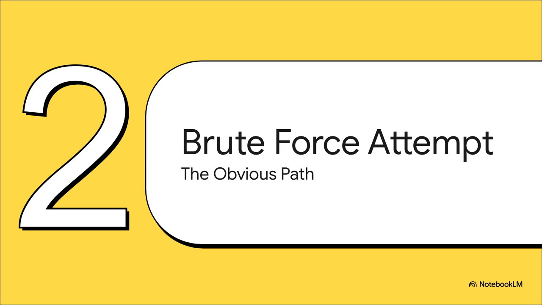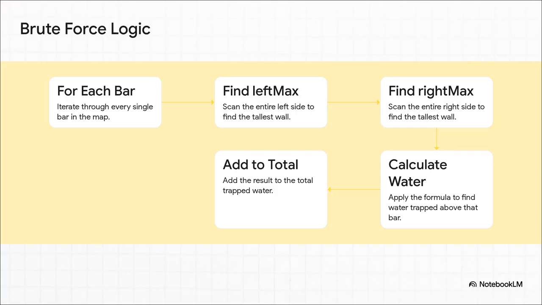Okay, so with that rule in our back pocket, let's talk about the first solution that probably pops into most people's heads. This is the brute force approach. It's the most straightforward, direct way to think about the problem. The logic goes something like this. You go to the first bar, you stop, you look all the way to its left and find the tallest bar there. Then you look all the way to its right and find the tallest bar there. You take the shorter of those two, apply our formula, and you've got the water for that one spot.